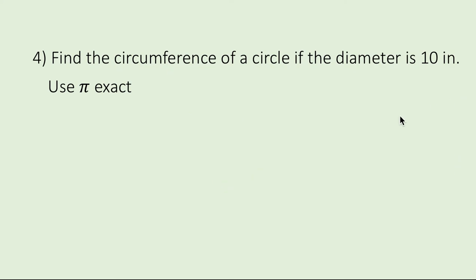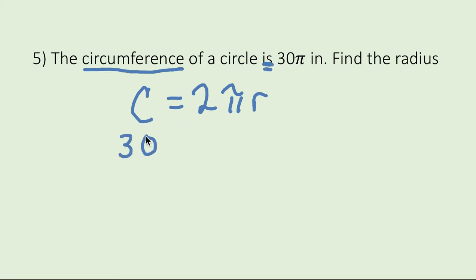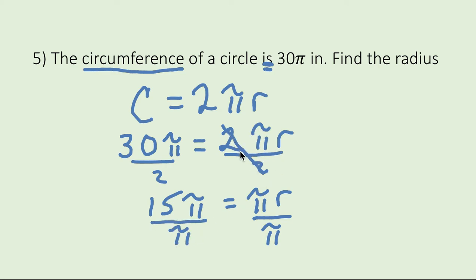Problem number 5. The circumference of a circle is 30 pi inches. Find the radius. Okay, so we're going to do circumference formula, 2 pi r. And the circumference formula is as good as an equal sign, so I got to put 30 pi under the c. Okay, so I'm going to start on the opposite side of the equal sign now. 2 pi r. Can divide both sides by 2. 15 pi equals pi r. Okay, so we're just going to keep the pi symbol in there. If you have the pi symbols there, just keep it in. Then we're going to divide both sides by the pi symbol. It's equivalent to a number. Just like you divide it by 2, you divide each side by pi, and the radius is going to be 15.